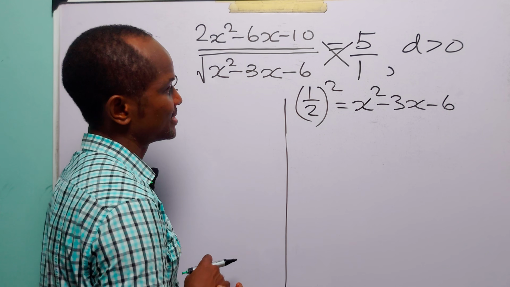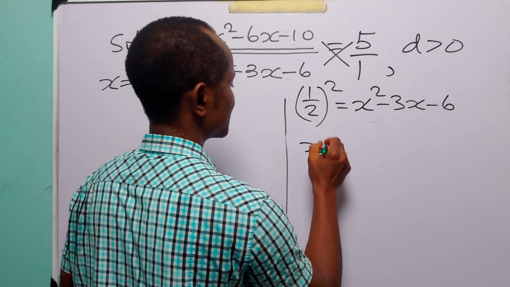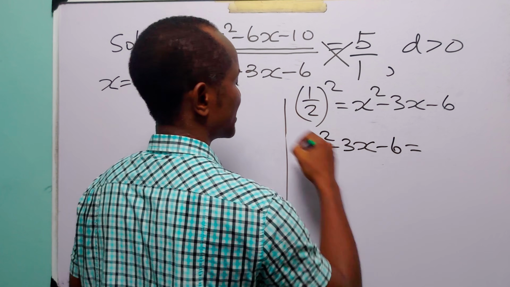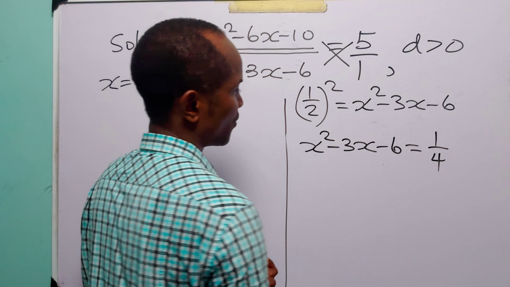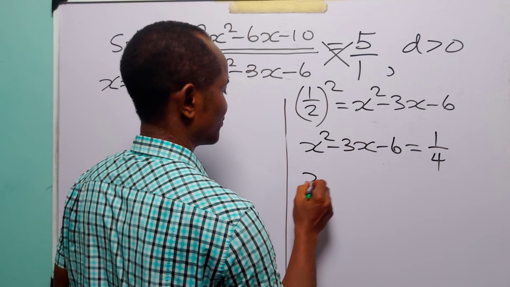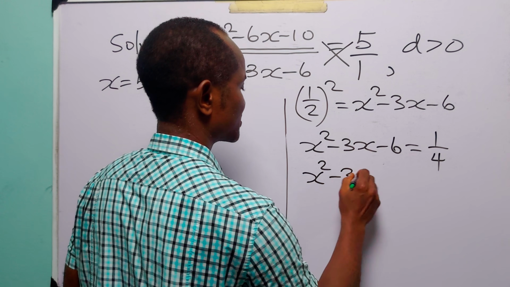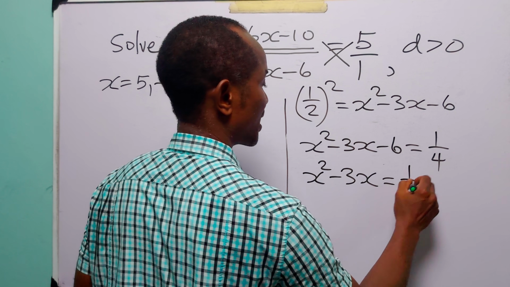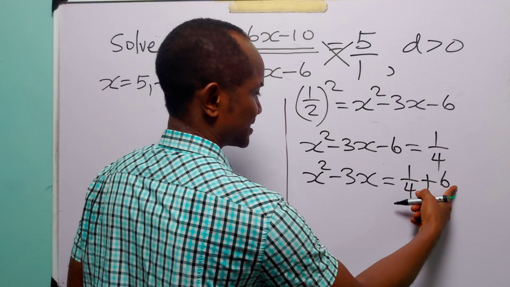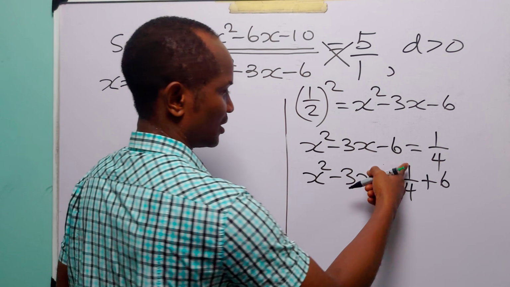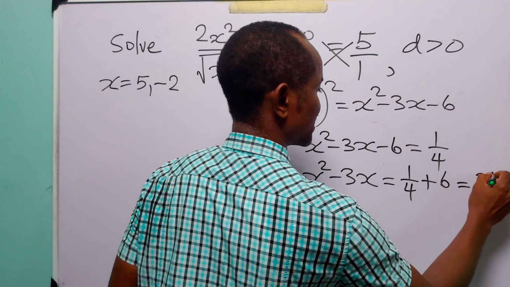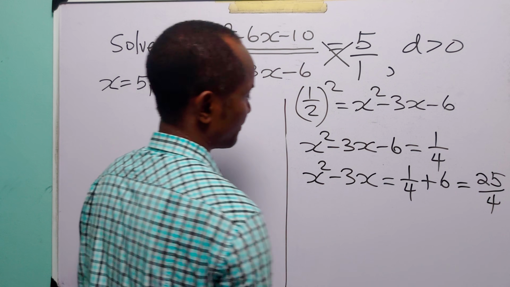Now, in the second case, our equation is x squared minus 3x minus 6 is equal to 1 over 4. Moving this term over to the right-hand side, we have x squared minus 3x is equal to 1 over 4 plus 6. 4 times 6 is 24. 24 plus 1 is 25. So this is equal to 25 over 4.